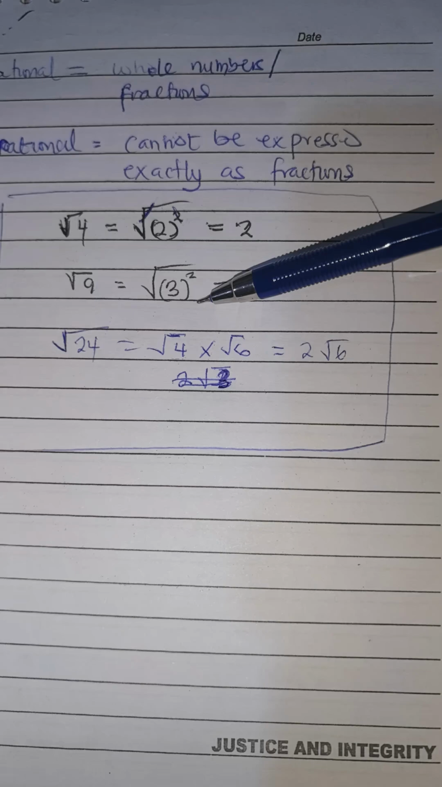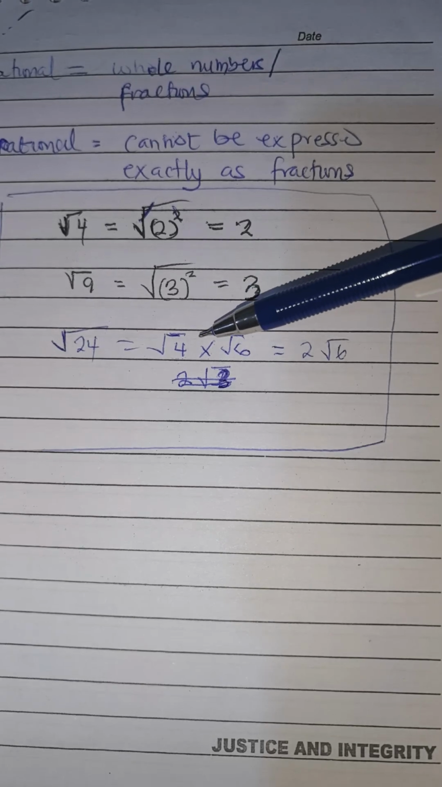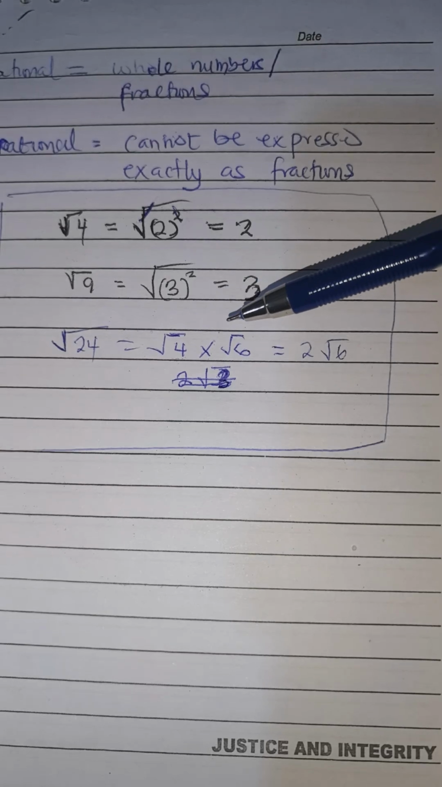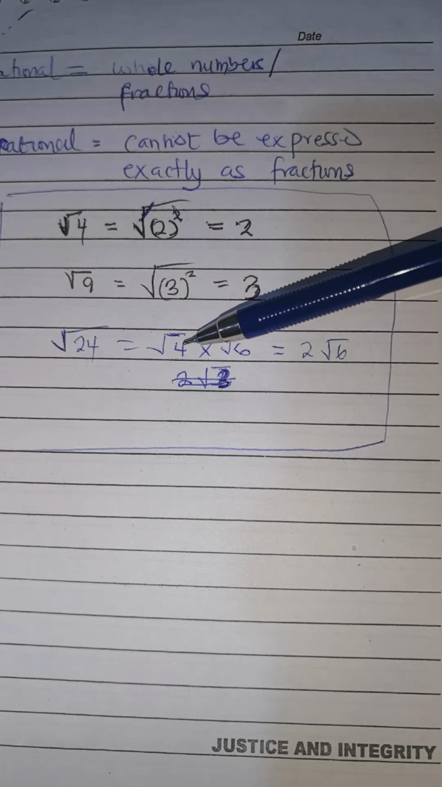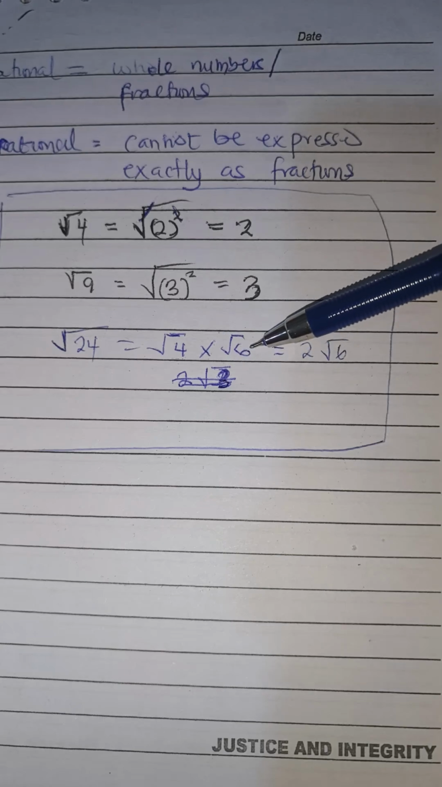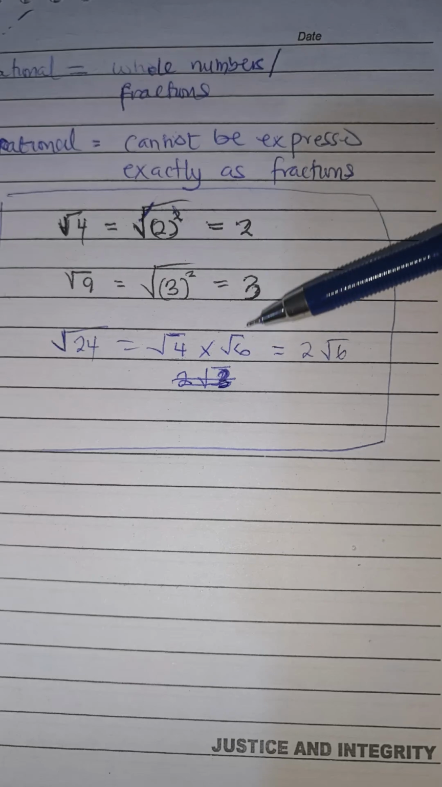So 24 and 1, 24 itself is not a perfect square. If you come to the factors 3 and 8, 8 is not a perfect square. But if you take 4 and 6, 4 is a perfect square. That is the idea, right? So make sure one of the factors is a perfect square. Then the other one, you do your calculation.